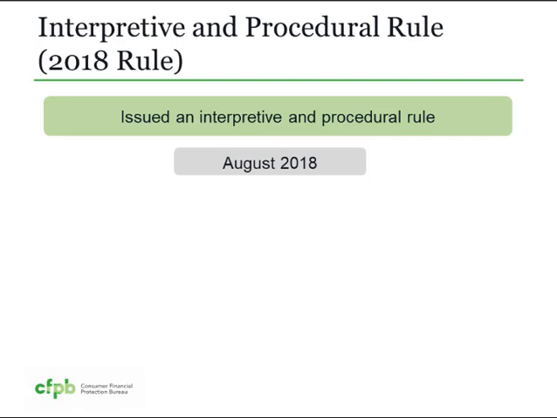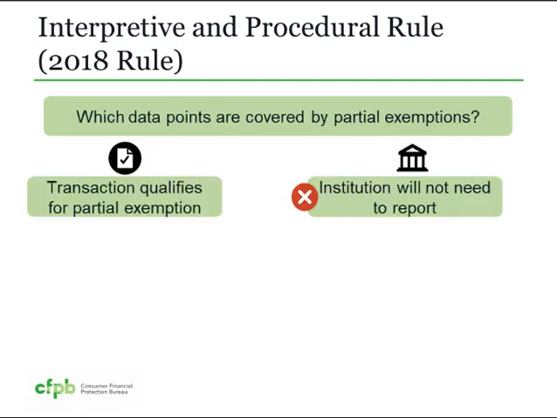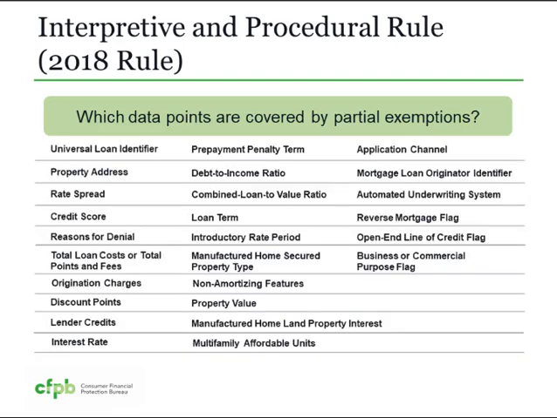The Bureau issued an interpretive and procedural rule in August 2018 to implement and clarify changes to HMDA made by the Act. The 2018 rule clarified which data points are covered by the partial exemptions. We will discuss each data point in detail in subsequent webinars, but for our purposes today, we've provided a list of the data points that are covered by the partial exemptions. This means that if the transaction qualifies for a partial exemption, then the institution will not need to collect or report the information for that data point. Here is a list of the data points that are covered by the partial exemptions.